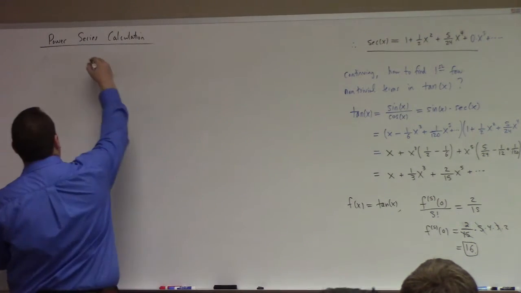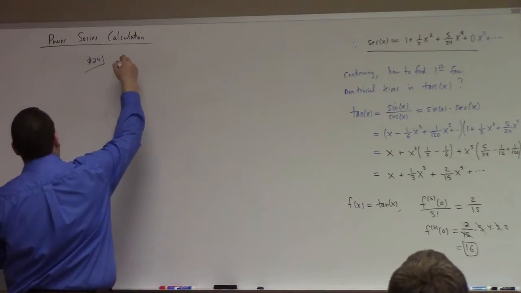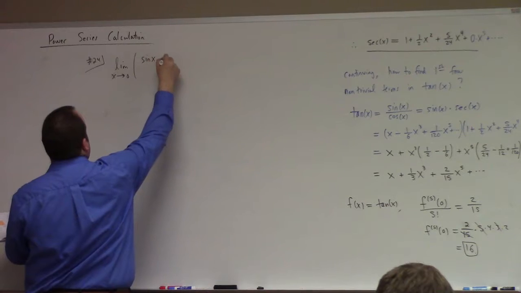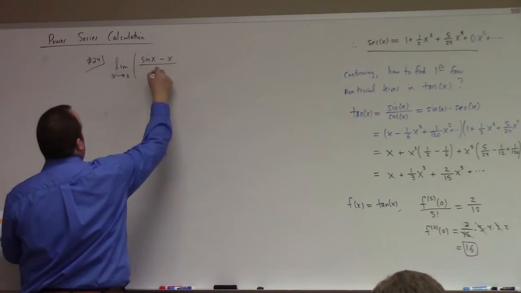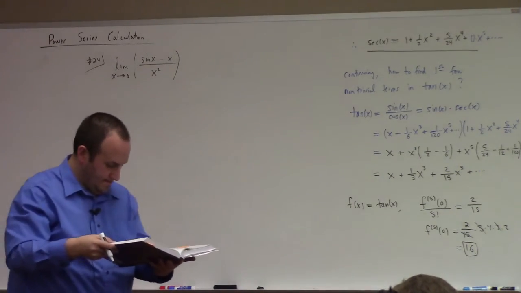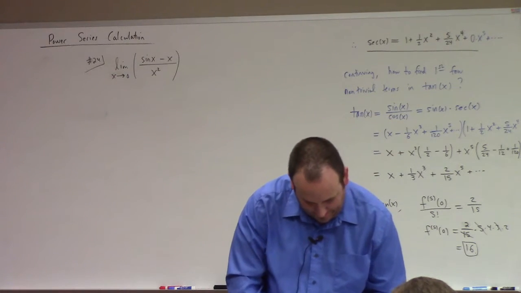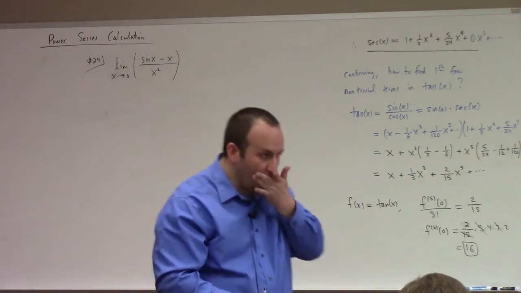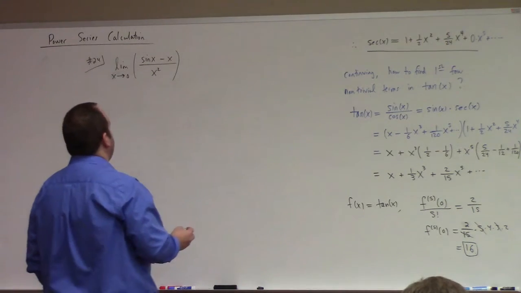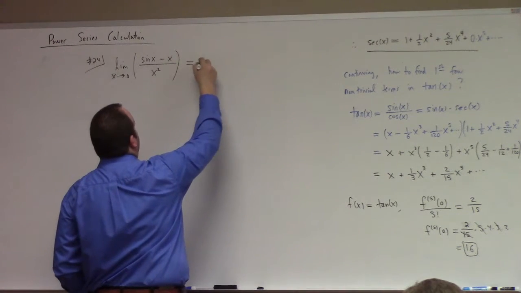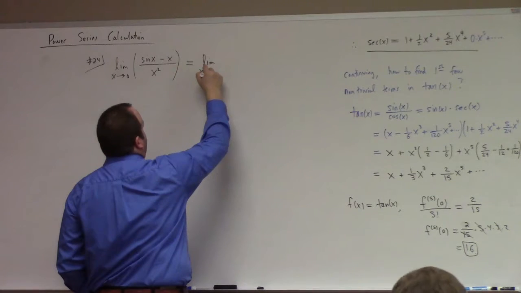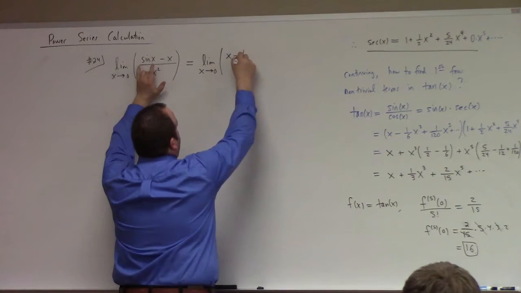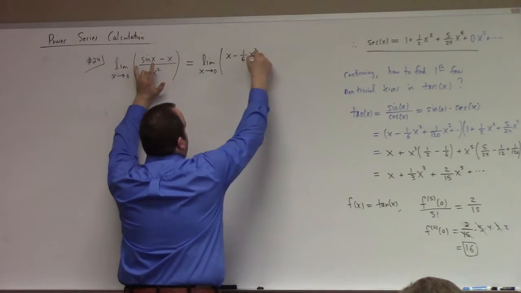So suppose you're looking at, like, here's number 24. If I've assigned it, I'm sorry. The limit as x goes to 0 of sine x minus x divided by x squared. So how do you do this? The series way of thinking about this is as follows. This is really the limit as x goes to 0, right? And what is sine of x? Sine of x is nothing more than x minus 1/6 x cubed, plus dot, dot, dot.